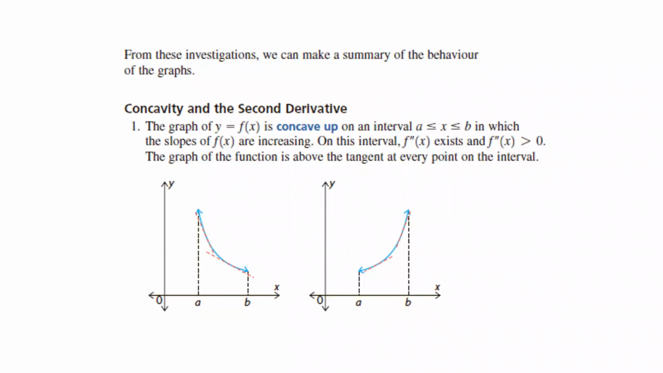From these investigations, we can make a summary of the behavior of the graph, concavity, and the second derivative. The graph of y equals f of x is concave up on an interval a less than or equal to x, which is less than or equal to b, in which the slopes of f of x are increasing. On this interval, the second derivative of f of x exists, and the second derivative of f of x is greater than 0. The graph of the function is above the tangent at every point on the interval. Make sense?